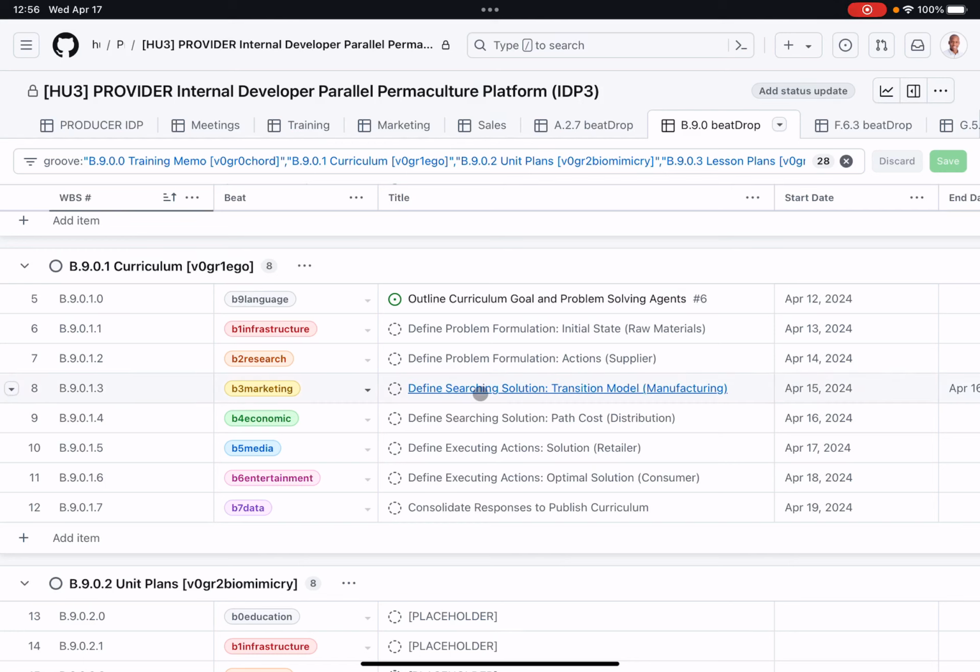All right, yesterday I finished the solution searching transition model. If you're thinking about a supply chain, you can think about it as like a manufacturing step. But really, today I'm supposed to be at the executing actions solution within a supply chain that's related to a retailer. So I have to get caught up by going through the path cost and the solution retailer so I can get caught up on schedule with where I need to be.